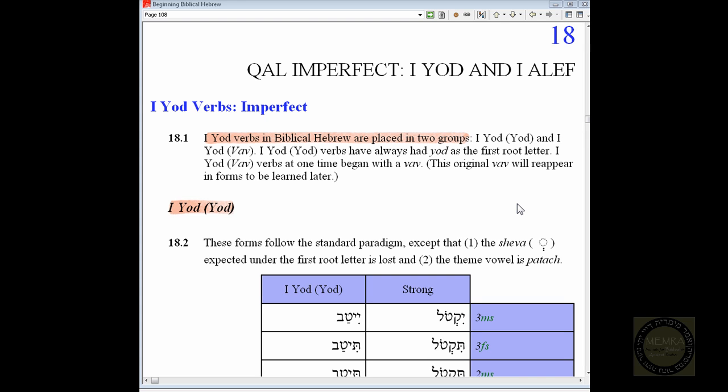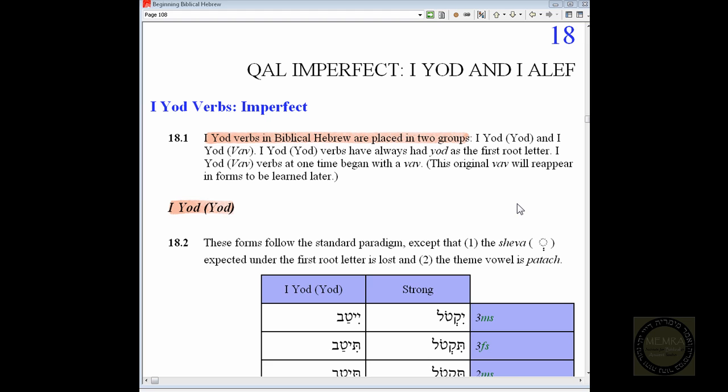This is my overview of Futato, chapter 18. Now, in this chapter, you'll notice that we're going to be talking about the Qal imperfect, which you've already obviously had. But in this case, it's the imperfect of first yod and first aleph verbs.